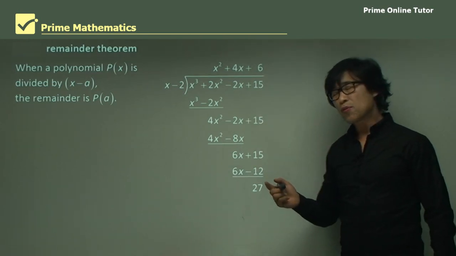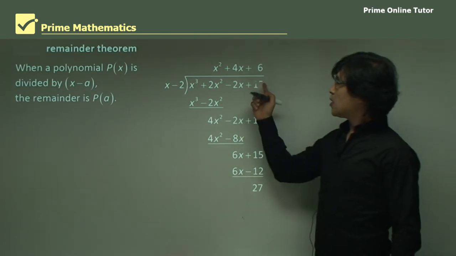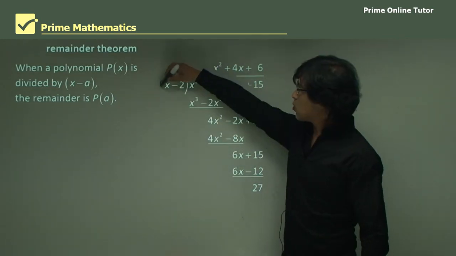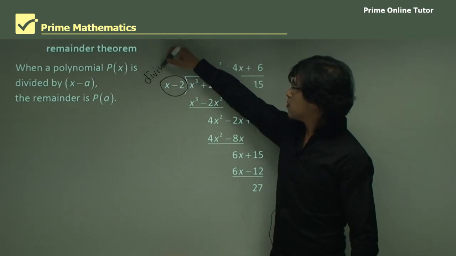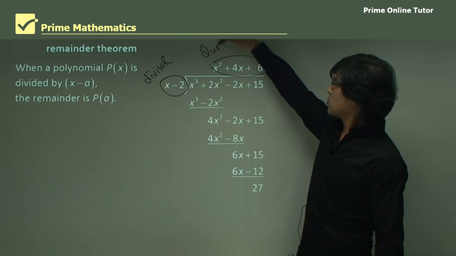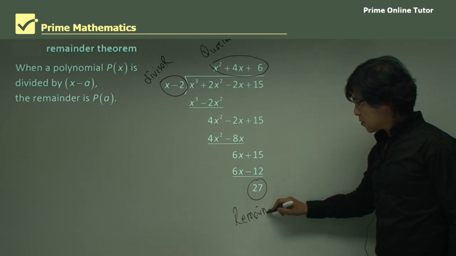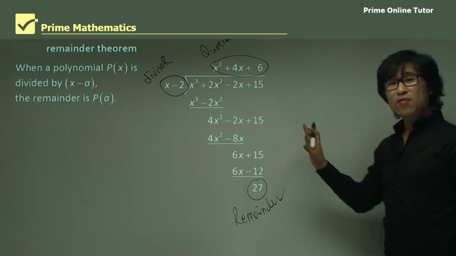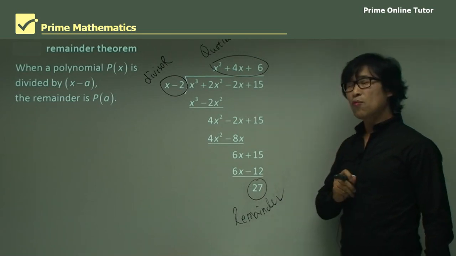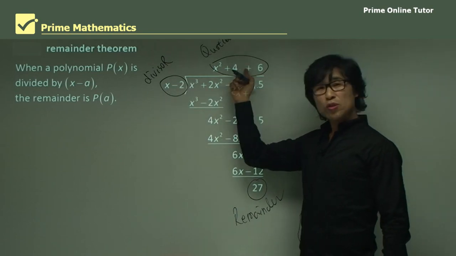I'm showing you one example of long division. This long division divides this P(x) by x minus 2. We call this the divisor, and that is called the quotient, and this is now the remainder. This is not different from long division with real numbers, but there's a little more to it compared to small numbers. So when you divide this by x minus 2, you will get the quotient of this and the remainder of this one.